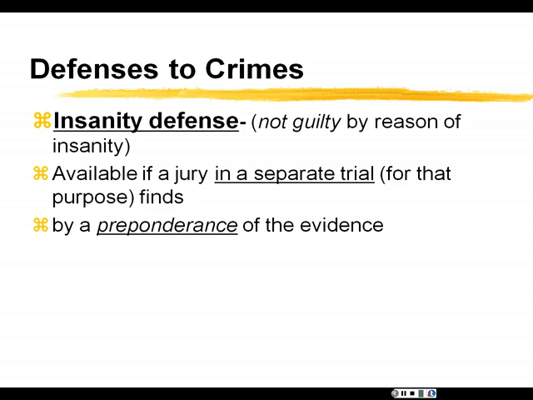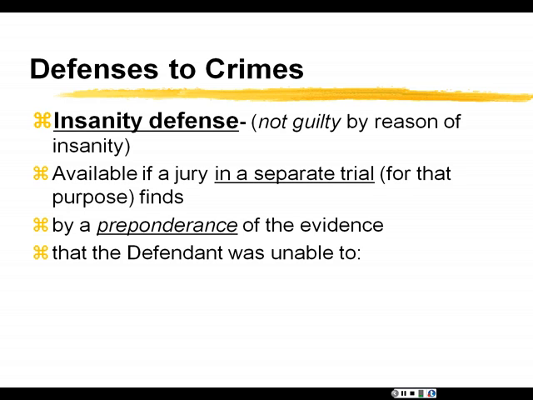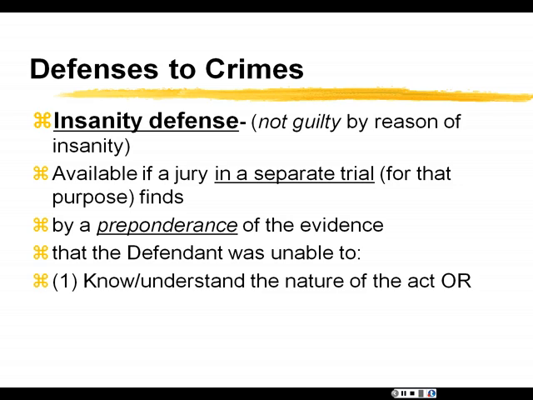And so basically, by a preponderance, which is the civil standard in civil cases, a little more likely than not, you have to believe that the defendant was insane. So the defendant basically had to be unable to know or understand that what they were doing was wrongful. They didn't understand the act. They didn't know right from wrong, or they didn't know the act that they were committing was criminal.